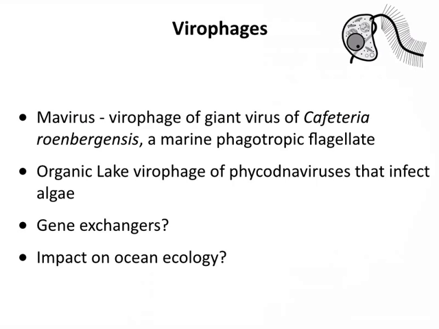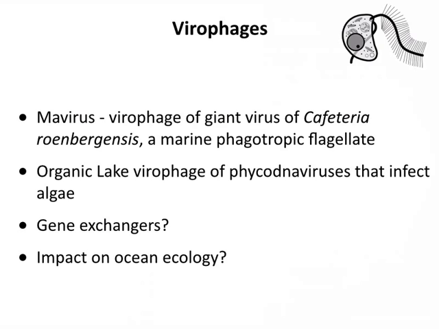Anyway, the Ma virus is a virophage of a virus that infects Cafeteria. It's called Cafeteria roenbergensis virus. And so there's some idea that these virophages may be regulating virus lethality in these populations because they can protect the host from virus lysis.